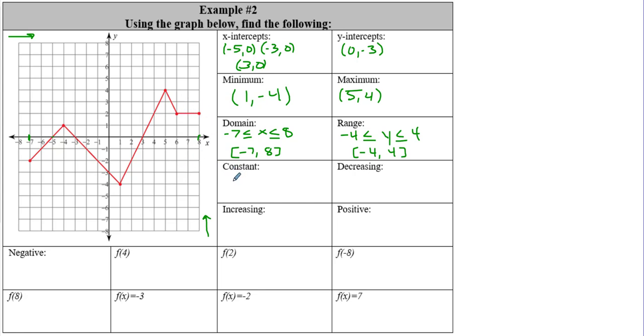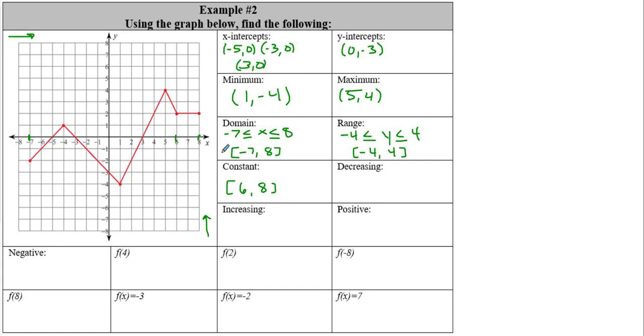So I am constant from, and I'm just going to do the rest of these with interval notation, remember, I'm always thinking in terms of x. So from 6 to 8 is where I am constant. From 6 to 8.